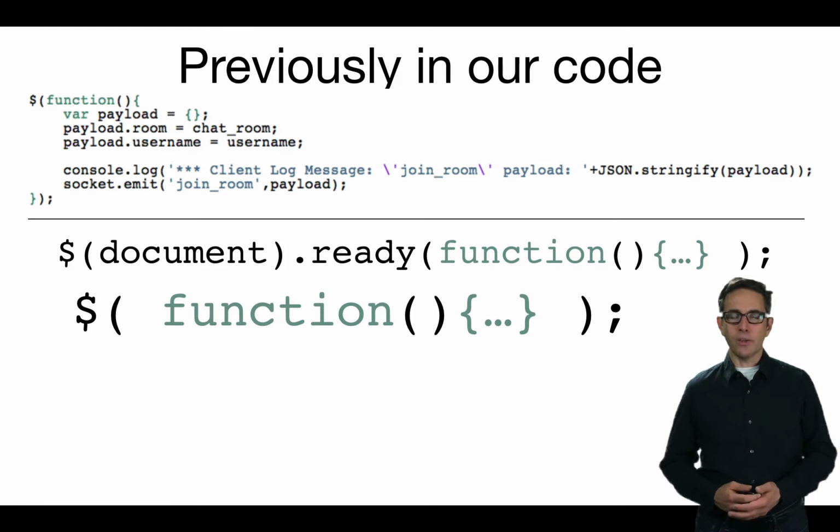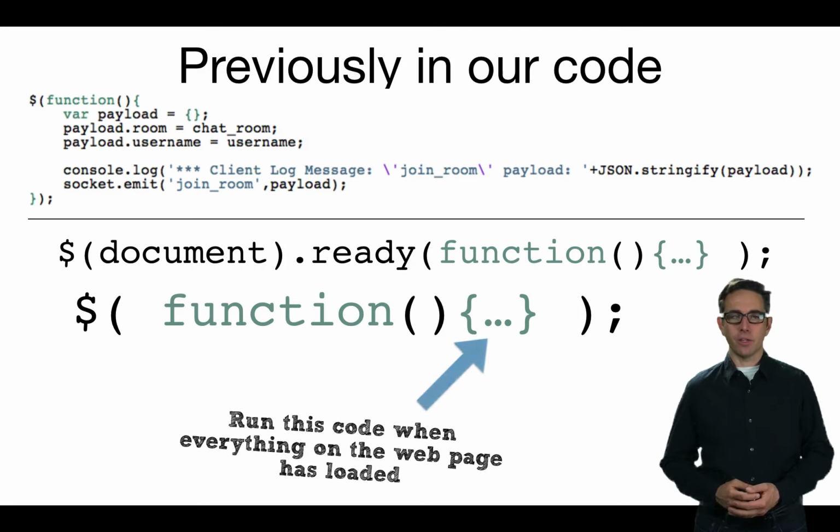So in our code, what you can see is that we have said that when all the elements in our document are done being loaded, then we want to create a variable called payload and initialize it to an empty object. Set the room member of our payload object equal to chat room. Set the username member of our payload object to be equal to the username variable. Then send a message to our console log. And then finally emit a message to our socket saying that we've joined a room with the payload attached. So these are all things that will happen after our document is fully loaded.